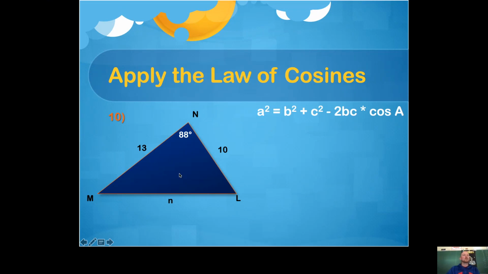In this video, we're going to go over a couple of examples using the law of cosines. We've already showed you how to do an example with side angle side and side side side. We're just going to do a different example of both of those skills.